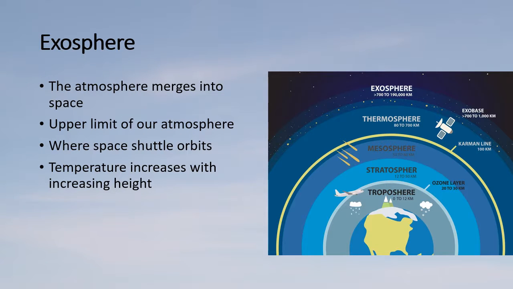Then we get into our exosphere. Notice there is no thermopause. There's no outside layer of the thermosphere. Thermosphere literally blends directly into the exosphere. So this is where our atmosphere merges into space. It's the upper limit of our atmosphere. This is where our space shuttle orbits. And temperature continues to increase with increasing height. So many times we have the thermosphere and exosphere combined together because temperature is continuing to increase.